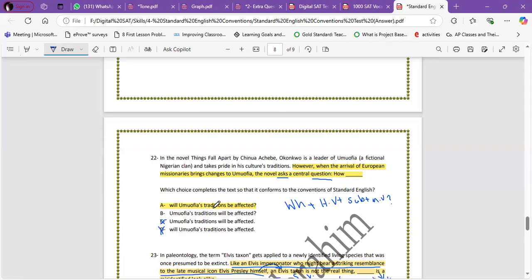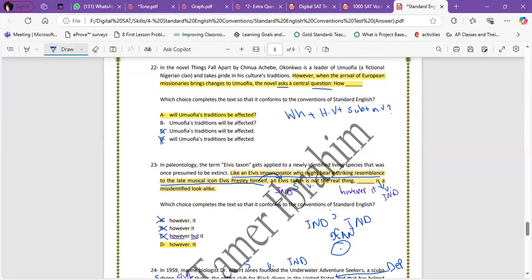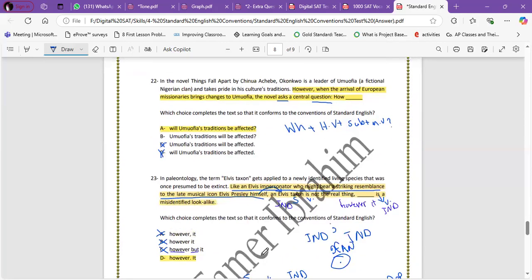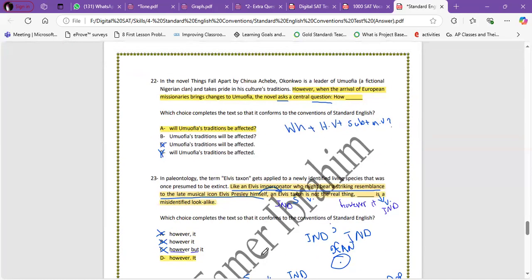Helping verb, subject, main verb. Here, he doesn't bring the helping verb. He brings all WH, helping verb here, WH, helping verb, subject, main verb. Here, no helping verb after the WH. So the answer is A. However, it's a transition that we're going to talk about today, inshallah. However is a transition.